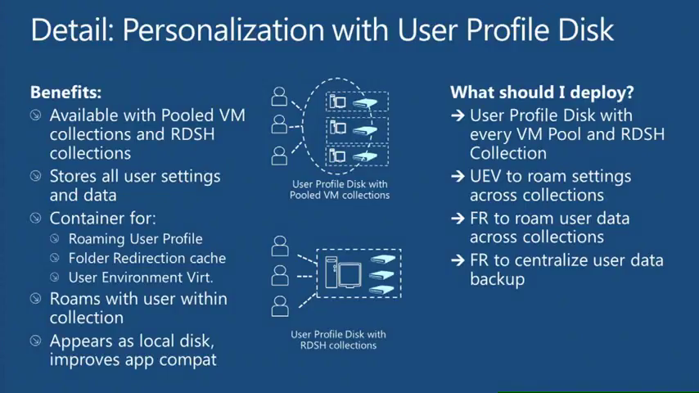UEV, if you want to roam settings across multiple collections, since user disk is scoped to a single collection. If you need to do roaming across multiple collections or between the VDI environment and physical, then UEV and folder redirection come into the picture and they become appropriate. And obviously, you can use folder redirection for backup. User profile disk is not really intended for these use cases and works with these technologies, so that the combination of all of them would give you a better result at the end.